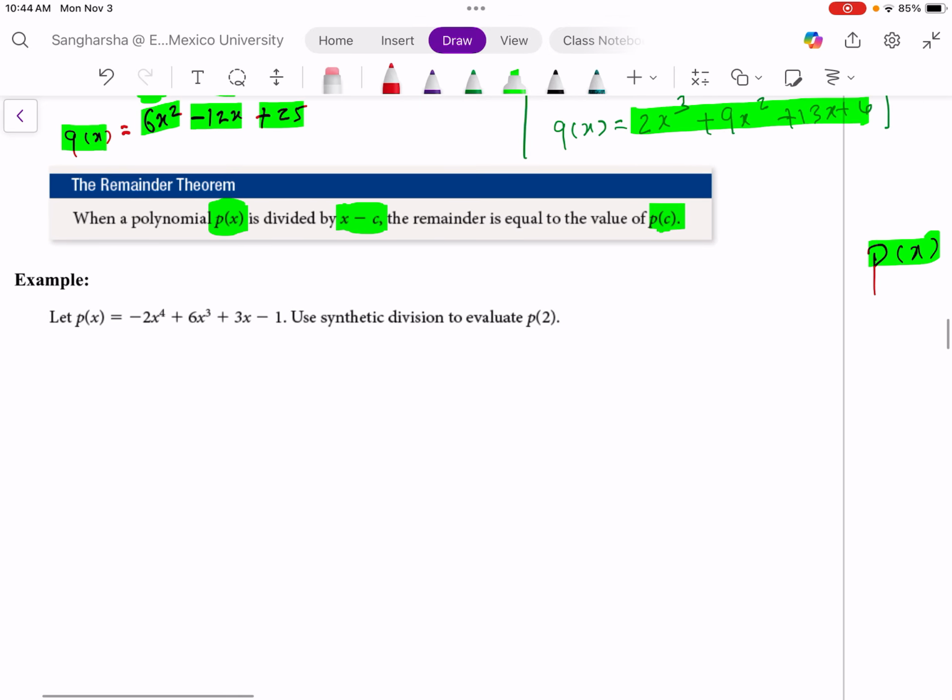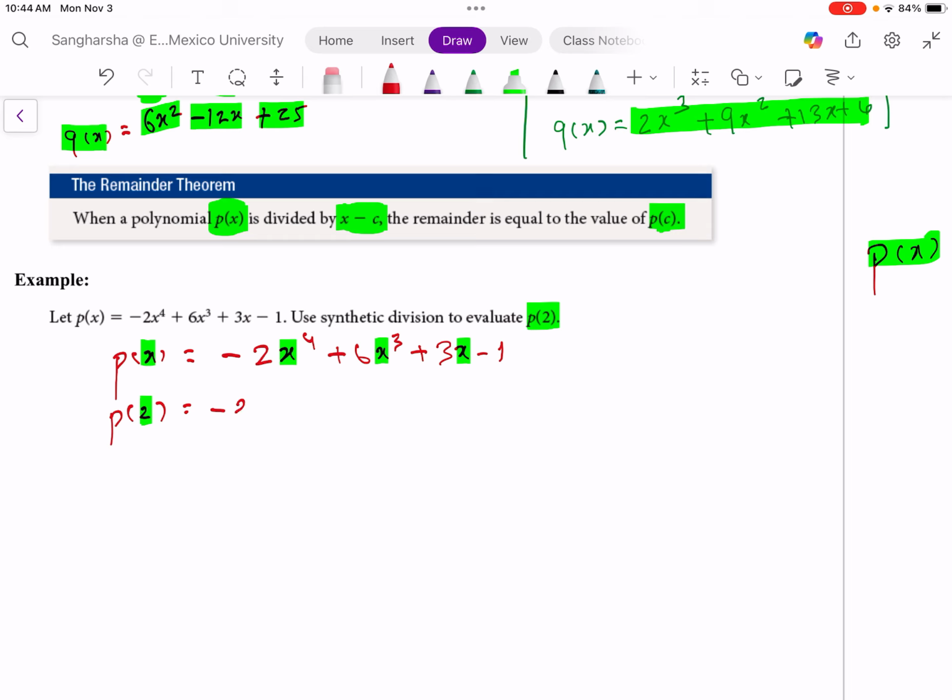So our p of x is given as negative 2x to the power 4 plus 6x cubed plus 3x minus 1. So this is our p of x. And here it's asking us to find p of 2. And how do we find p of 2? We replace every x by 2. So instead of x we have 2 here, so we replace every x of this polynomial function by 2.